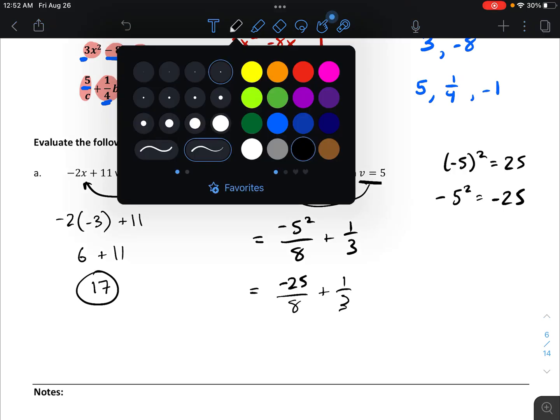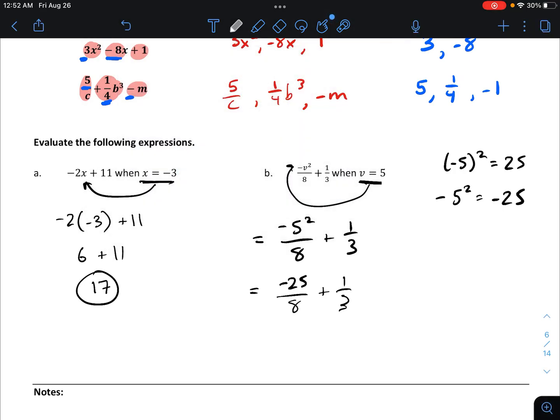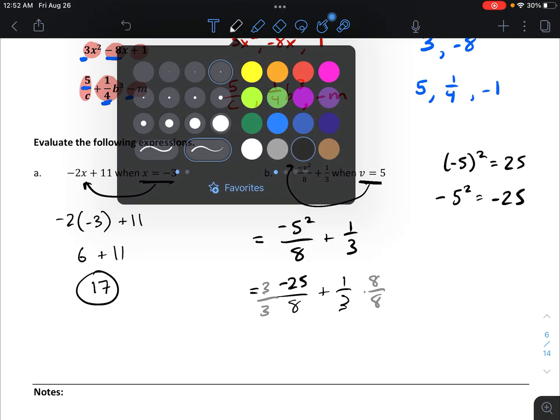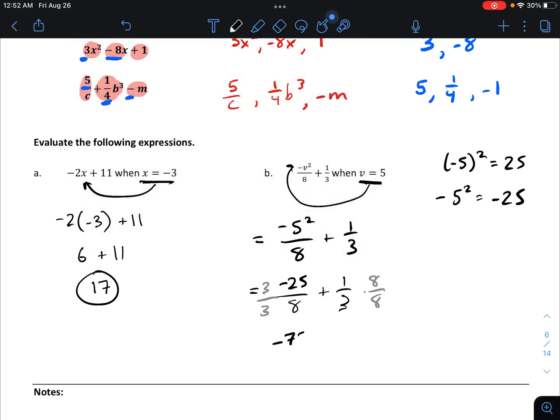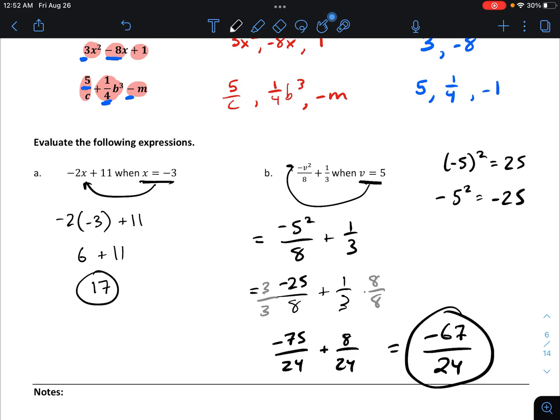I do want to get a like denominator, so I'm going to multiply to try to get these to become 24. That's the LCD. So 8 over 8 here and 3 over 3 here. All right, so now we've got negative 75 over 24 plus 8 over 24, and that's going to leave us with negative 67 over 24. And there you go.